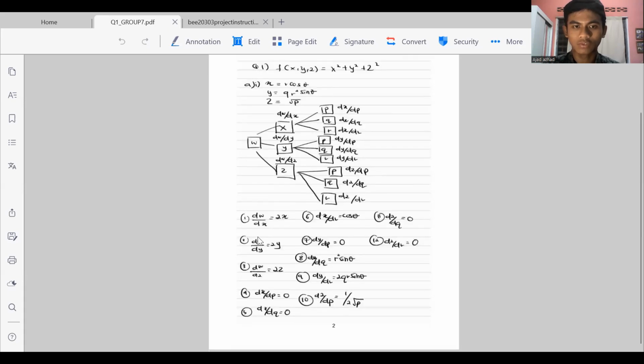is I have 12. After I derive all the equations, for dw over dx I get equal to 2x, dw over dy equal to 2y, dw over dz equal to 2z, dx over dt equal to 0, dz over dt equal to 0, dx over dr equal to cos theta, dy over dt equal to 0, dy over dq equal to r squared sin theta, dy over dr equal to 2qr sin theta, dz over dt equal to 1 over q square root p, dz over dt equal to 0, and finally dz over dr equal to 0.